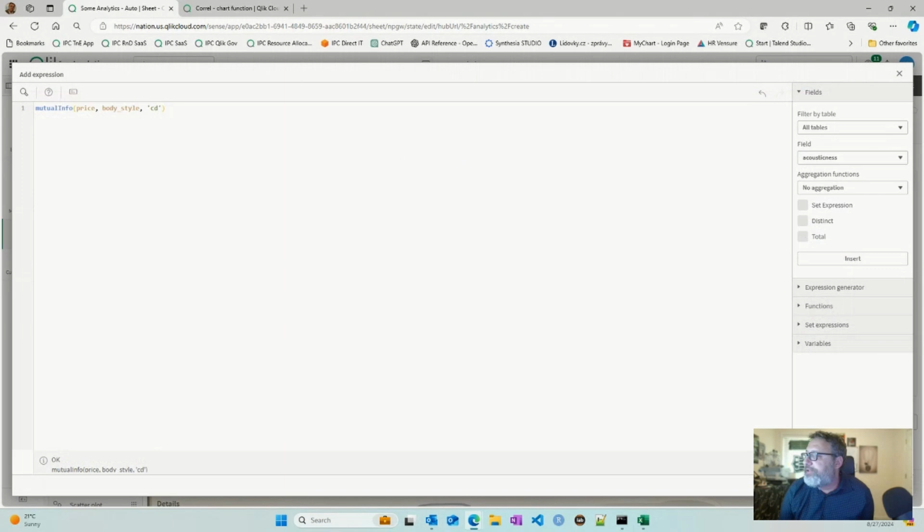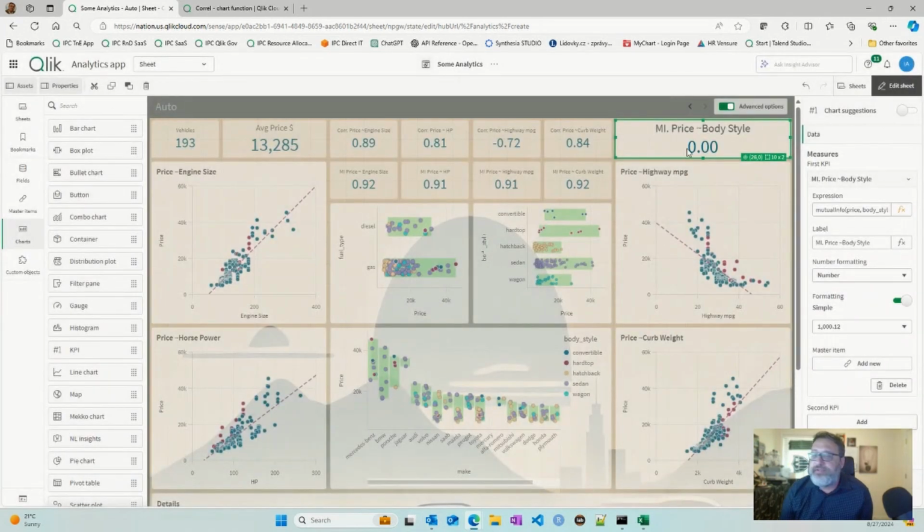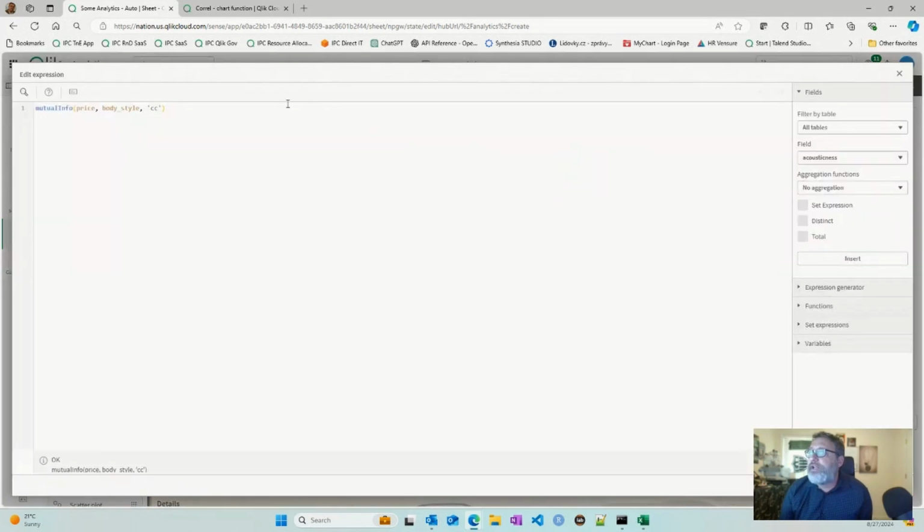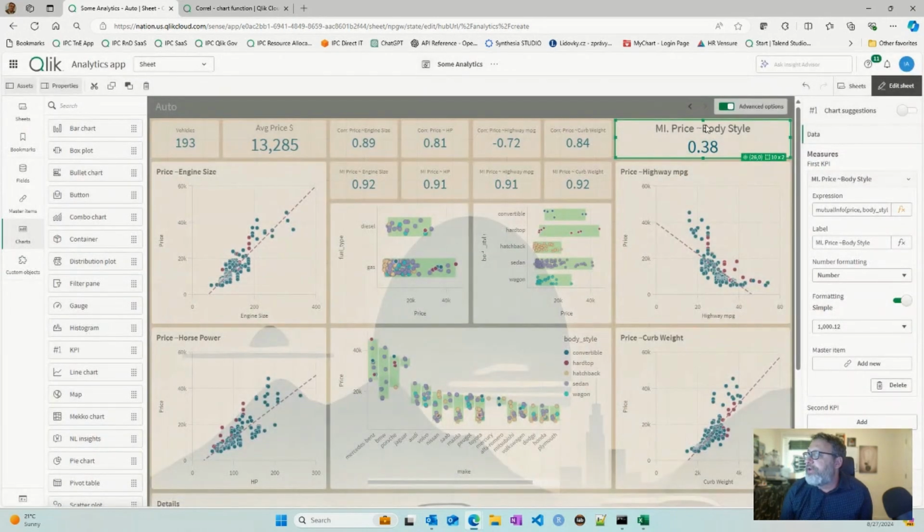By the way, if I mistakenly put CC, putting body style as continuous, it will tell me a mutual information of 0 because this is wrong. So I need to correctly inform that this is discrete. Then it calculates 38. Not very good. Okay. So this is basically correlation and mutual information.